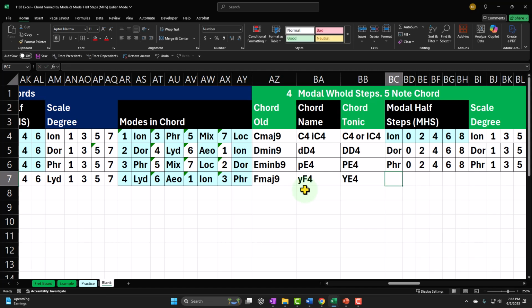And then if you want to know the modal half steps, then it would simply be the mode you're on plus a modal whole step, or 2 modal half steps, or you can go up another 2, which would be 4 from the point of 0, up another 2, and then up another 2. So that would be what it looks like.